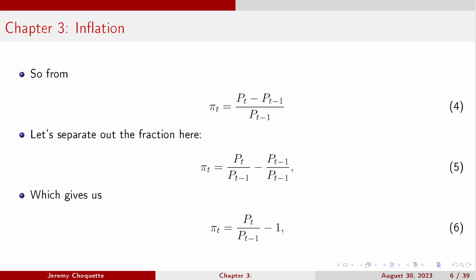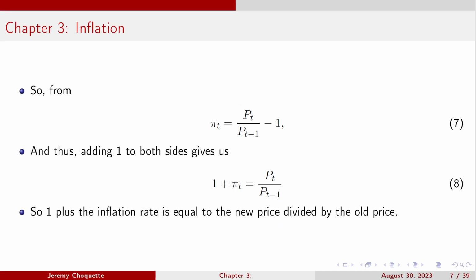Now from this, P_t minus P_t-1 over P_t-1, we can separate out the fractions. Remember, you can separate out the numerator, you just can't split up the denominators. So if we split the numerator, we get inflation, pi_t, equals P_t over P_t-1 minus P_t-1 over P_t-1. Anything divided by itself is just equal to 1. So if we look at equation 6, we get inflation equals P_t over P_t-1 minus 1.